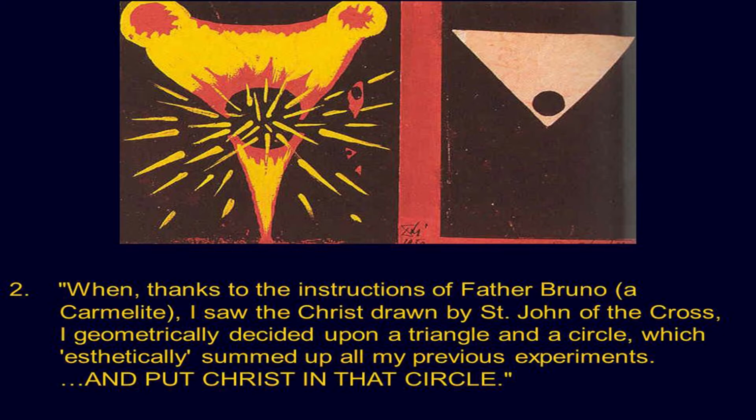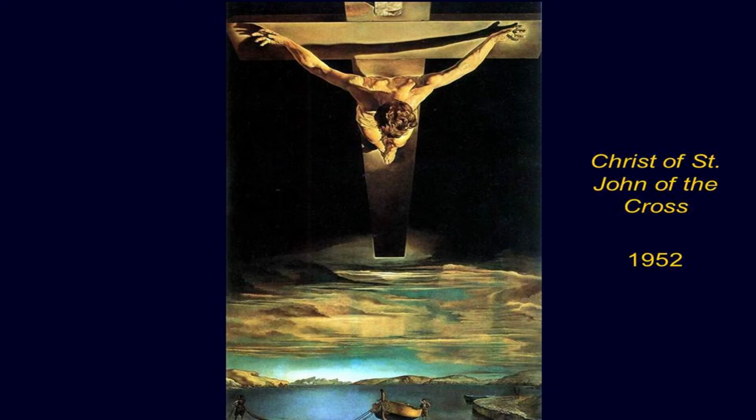So for him, this triangle with a circle in it becomes both an image of the atomic connection with the nucleus in the middle, but it also becomes the way to depict Christ that refers to St. John of the Cross, but also to his dream. And so here you have that looking down where the circle is in the middle of the triangle, and all of this is looking down into the Bay of Port Lligat.